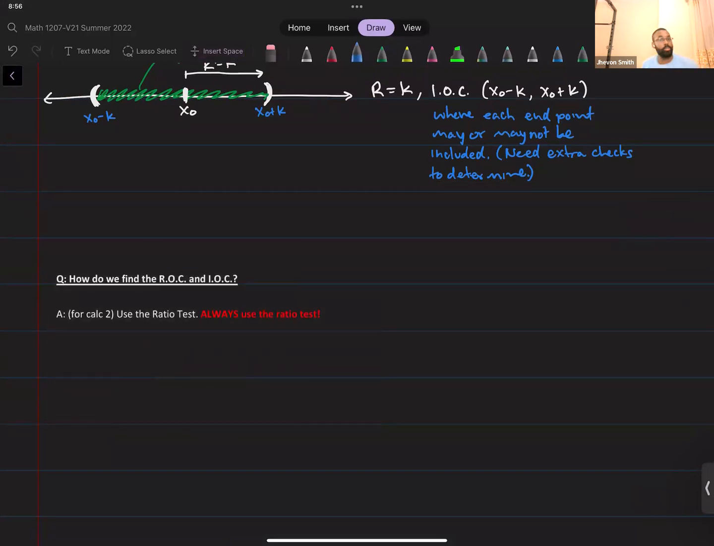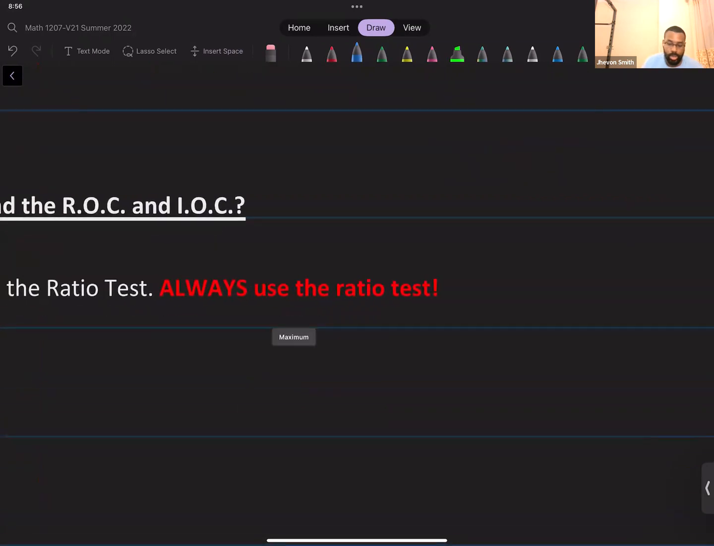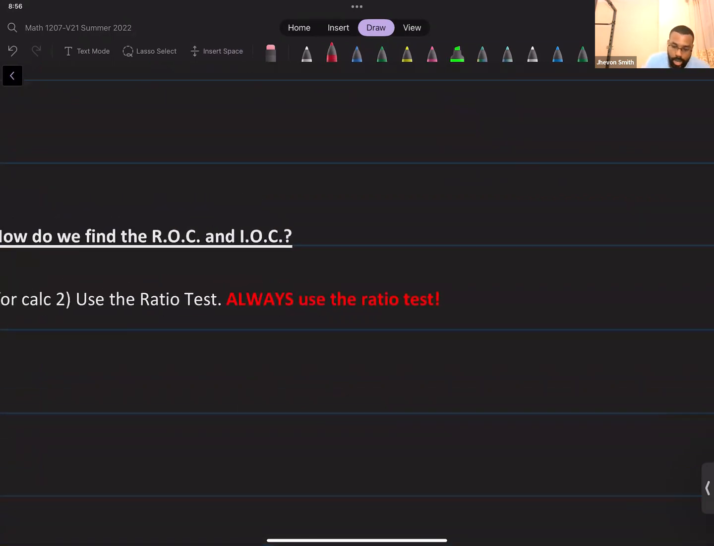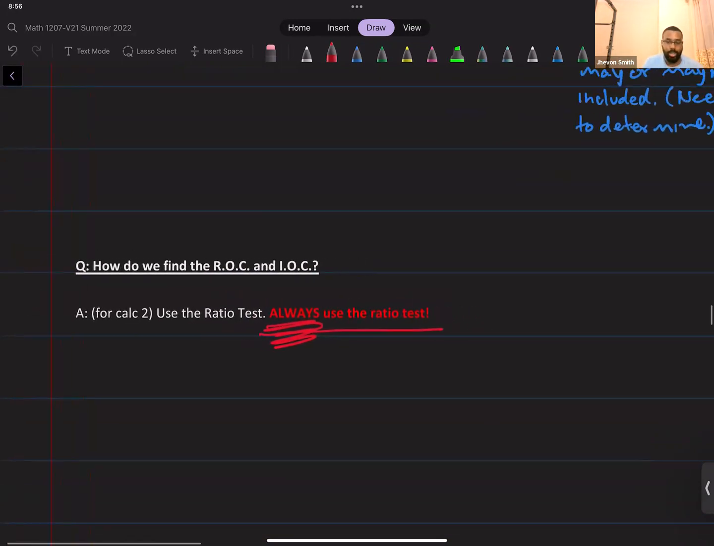And the answer for Calc 2 anyway is use the ratio test. You would always use the ratio test. Always use the ratio test, right? So that's the nice thing about Calc 2, right? We're only going to ask you about a situation that's very easy, where if I say, find the radius of convergence or interval of convergence, what are you going to do? Ratio test. Always the ratio test, okay? You're never going to try to do anything else, right?